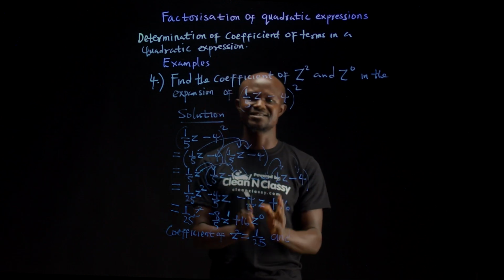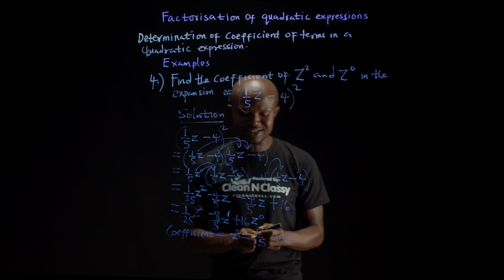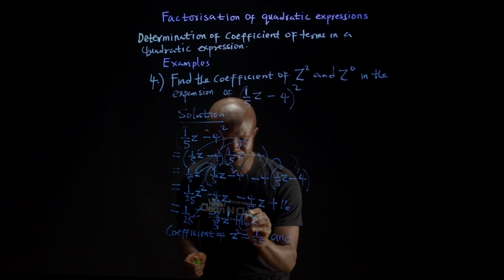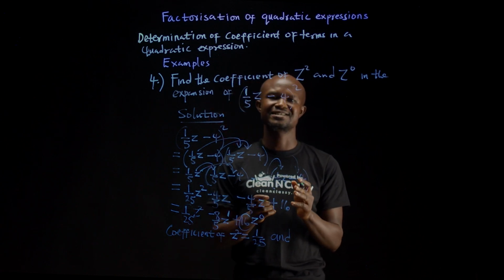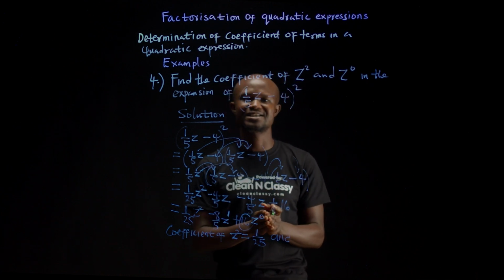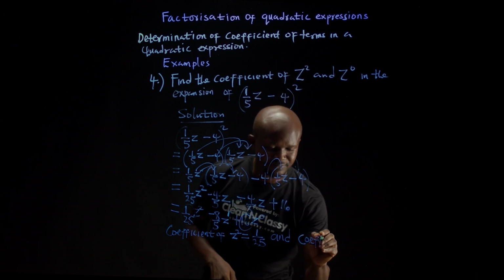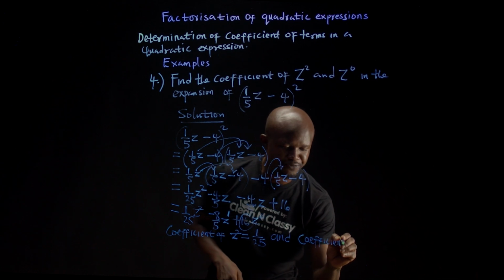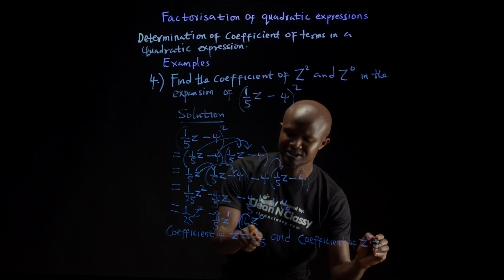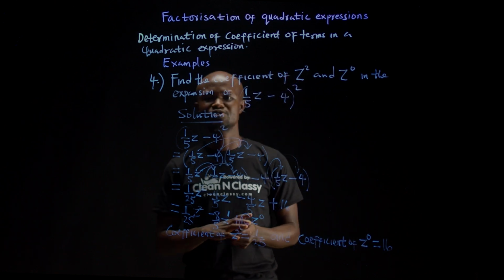So what I'm saying is this. 16 is the same thing as 16z raised to the power of 0. So what is the coefficient of z raised to 0? It is the number in front of this z raised to 0. That is 16. And it is the same thing as the constant term in the expansion. So I will write: coefficient of z raised to 0 equals 16, which is also the same thing as the constant term. That is the solution to the problem. Thank you.